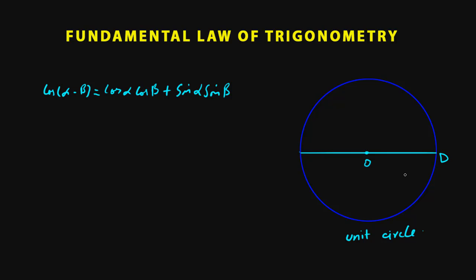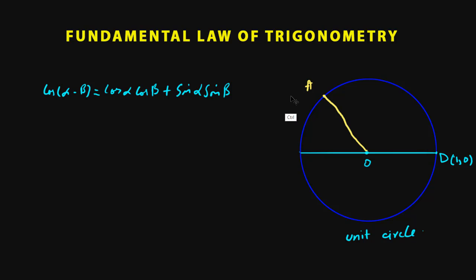Now since D is on the x-axis, and it is a unit circle, the x coordinate is 1 and the y coordinate is 0, because y has no value here, it is on the x-axis only. Now further we are going to take one more line, maybe like here. It is a complete line and we call it A.